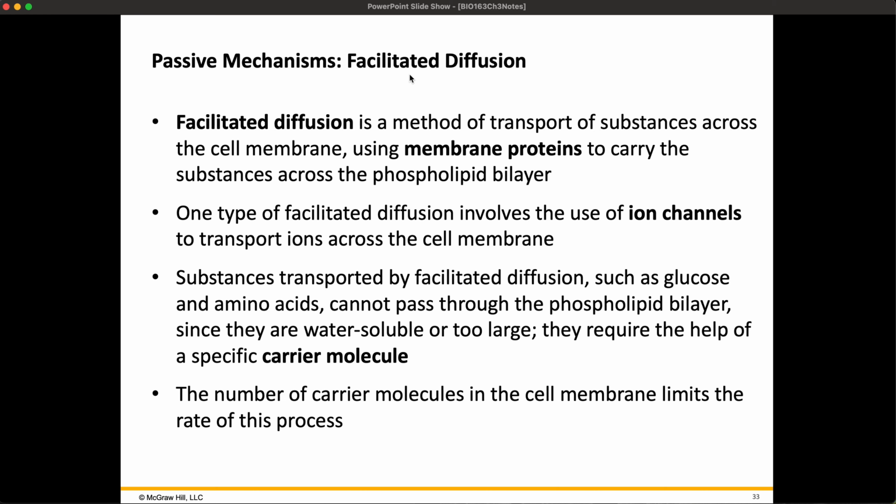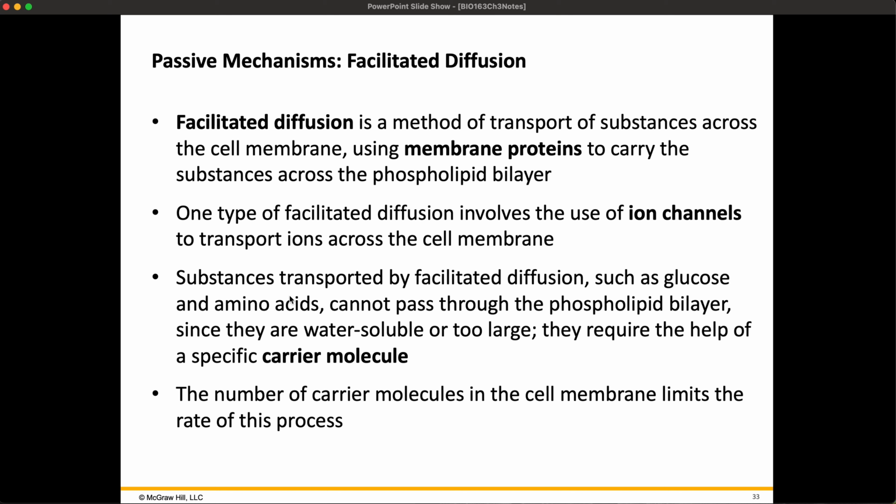Okay, so facilitated diffusion. We said passive diffusion doesn't really need any other structures to aid it, but in facilitated diffusion, they use membrane proteins to carry the substance across the phospholipid bilayer. Maybe it's too large, so it can't pass on its own, and these integral proteins help with that transition. One type involves the use of ion channels to transport ions across the cell membrane. An ion is a charged molecule, and a lot of times charged molecules can't pass through the plasma membrane because their charges will be repelled.